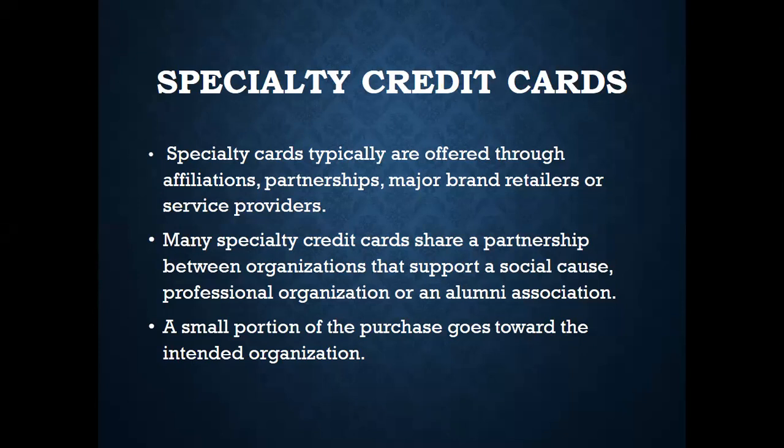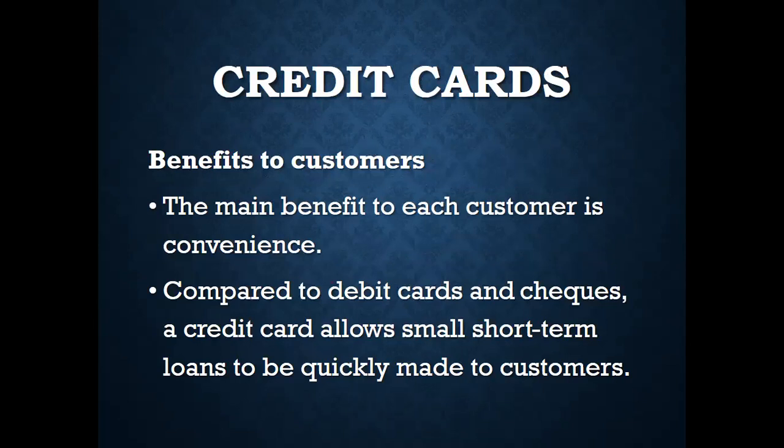Then at the end of the month, Access Bank will deduct, let's say if the dues is 50 Ghana cedis, 50 Ghana cedis from every member's credit line and pay it into the association's account. So that is how the specialty credit cards work. So we have looked at the four types of credit cards.